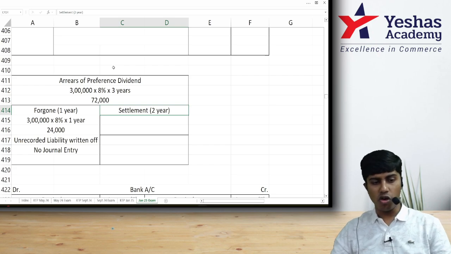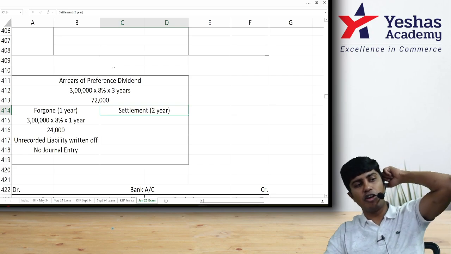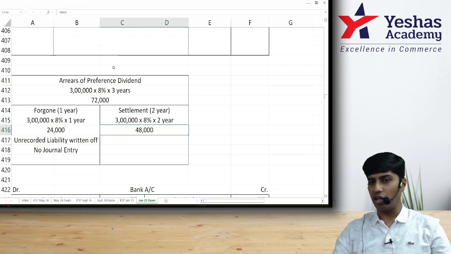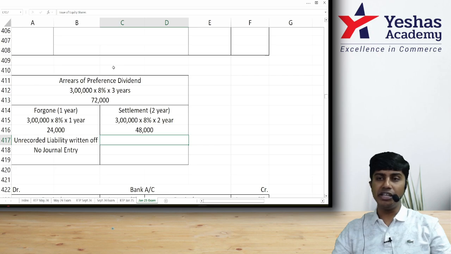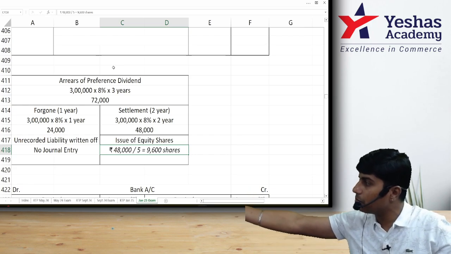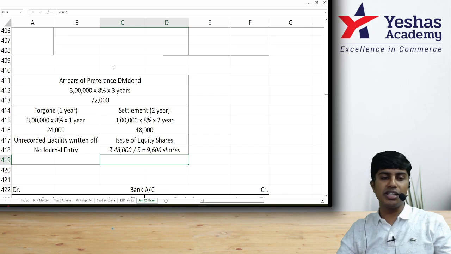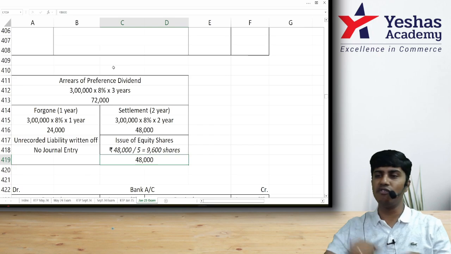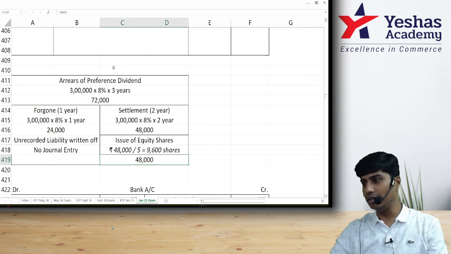For 2 years, how much will be the amount? This will be settled by issue of equity shares. 3 lakh into 8% into 2 years comes to 48,000. This is settled by issue of equity shares of rupees 5. How many equity shares to issue? Divide 48,000 by 5. 9,600 equity shares of rupees 5 are issued to settle 48,000 rupees of liability.